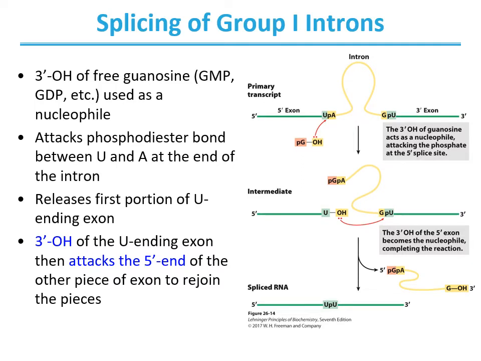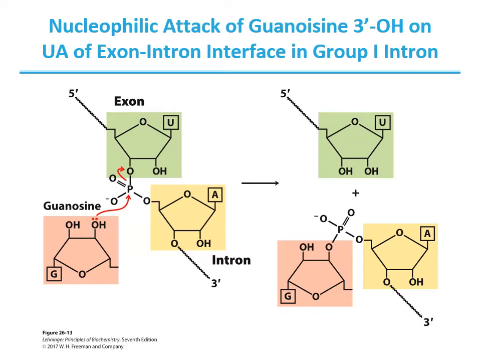Here we are looking at the splicing of group 1 introns. The 3' hydroxyl of GTP, GDP, or GMP acts as a nucleophile to break the phosphodiester bond between a U and A. The GTP, GDP, or GMP becomes covalently attached to the intron. The 3' hydroxyl of the U-ending exon then attacks the 5' end of the other piece of exon to rejoin the pieces. The modified intron leaves.